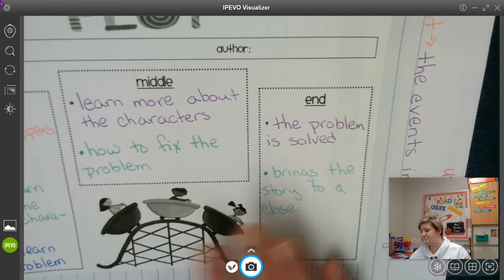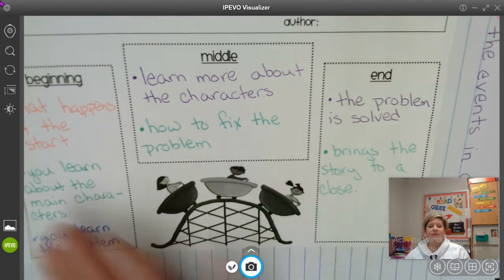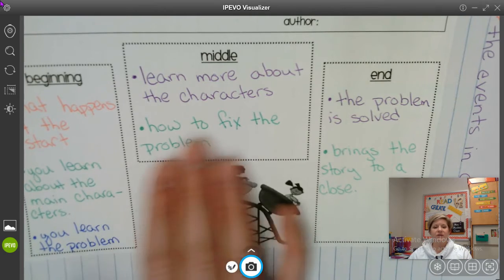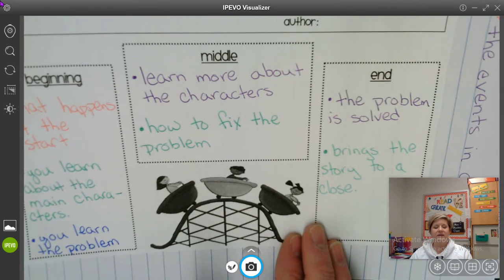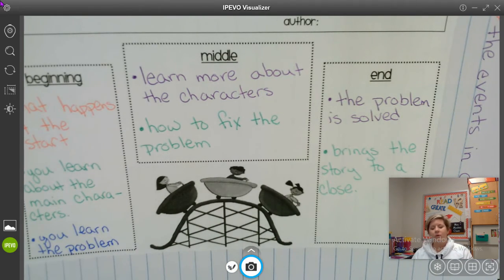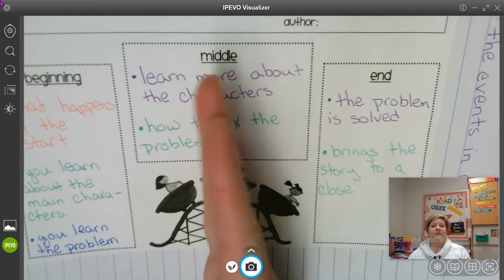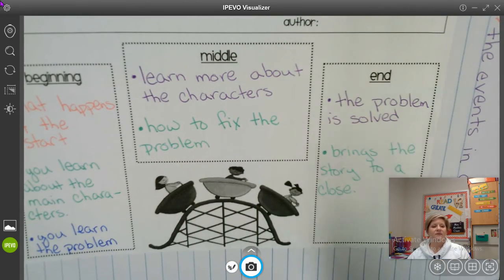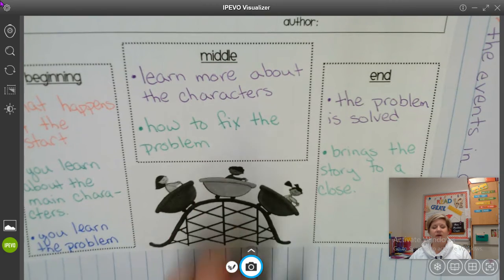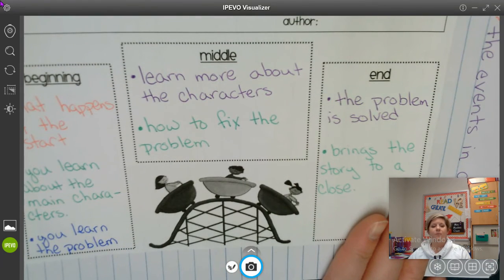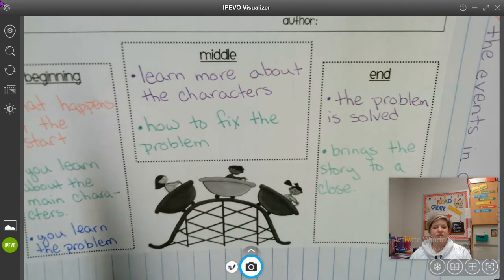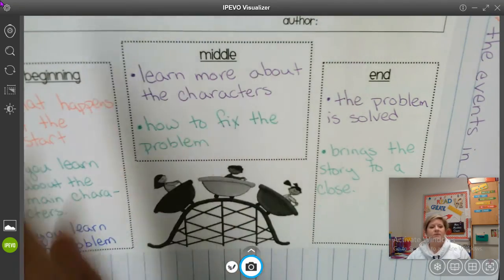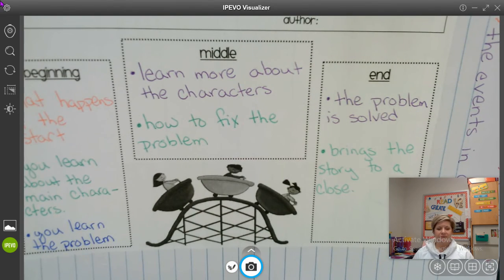So this diagram is something that we're going to be using over the next few weeks to organize our thoughts about the beginning, the middle, and the end of a story. You're going to see this diagram more often throughout the next couple of weeks, and you're going to get used to discovering what the beginning, middle, and end of our story is.